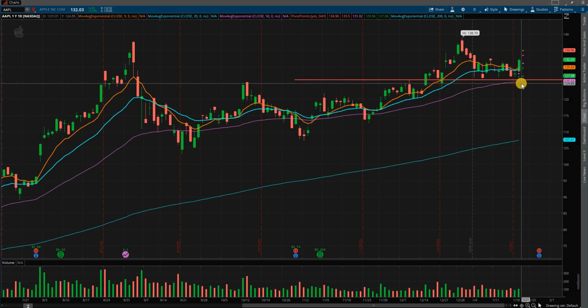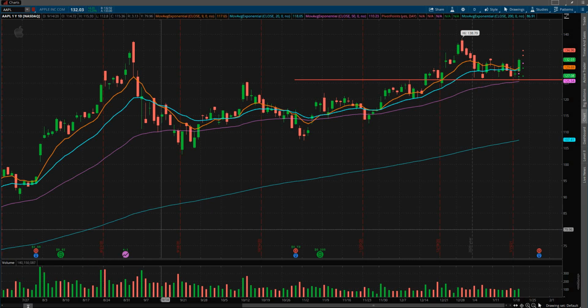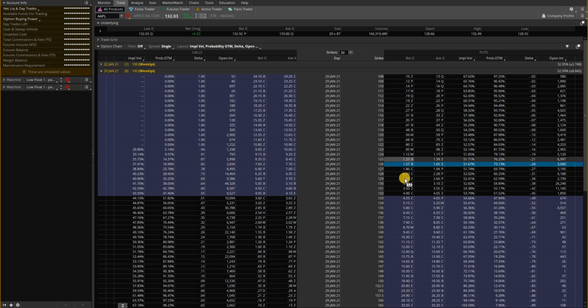Now jumping into some tips and things to remember when selling put options. One thing to remember is that as you sell closer to the current stock price, you would receive more premium. So for example here, if I was to sell the $131 strike price, I would be able to make $350, whereas if I sell the 126, I can only make $157.